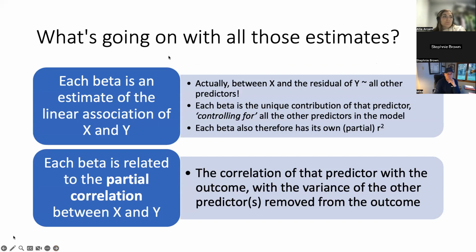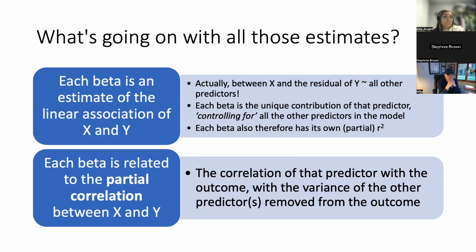And now we're going to dip into what happens when we have multiple regression coefficients. What do they mean? Well, they're still just as they have been. The betas, the weights, are an estimate of the linear association between x and y. But now that we have other variables in the model, really what they are is the relationship between x and the residual variance in y after all the other predictors have been dealt with.